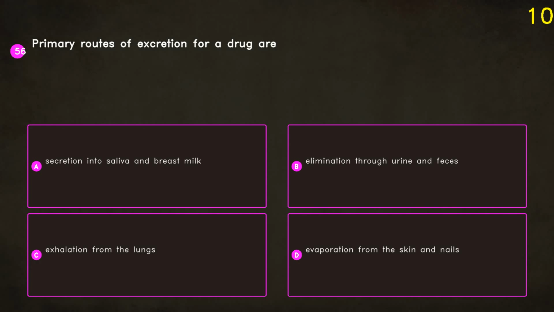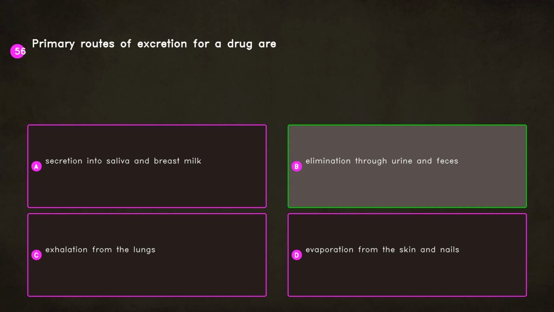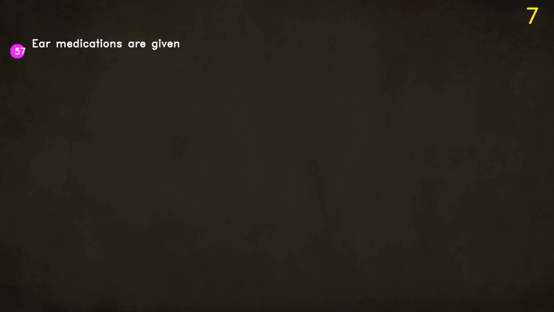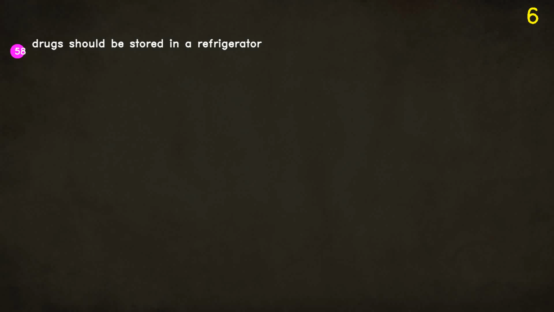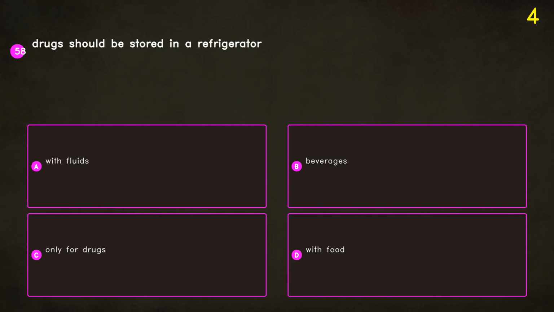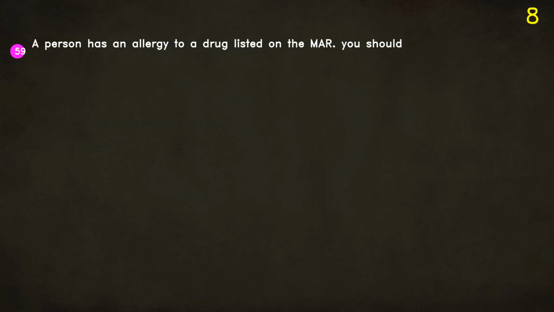Question 56. Primary routes of excretion for a drug are A. Secretion into saliva and breast milk. B. Elimination through urine and feces. C. Exhalation from the lungs. D. Evaporation from the skin and nails. The correct answer is elimination through urine and feces. Question 57. Ear medications are given A. At room temperature. B. After being heated. C. Cold. D. Directly from the refrigerator. The correct answer is at room temperature. Question 58. Drugs should be stored in a refrigerator A. With fluids. B. Beverages. C. Only for drugs. D. With food. The correct answer is only for drugs. Question 59.